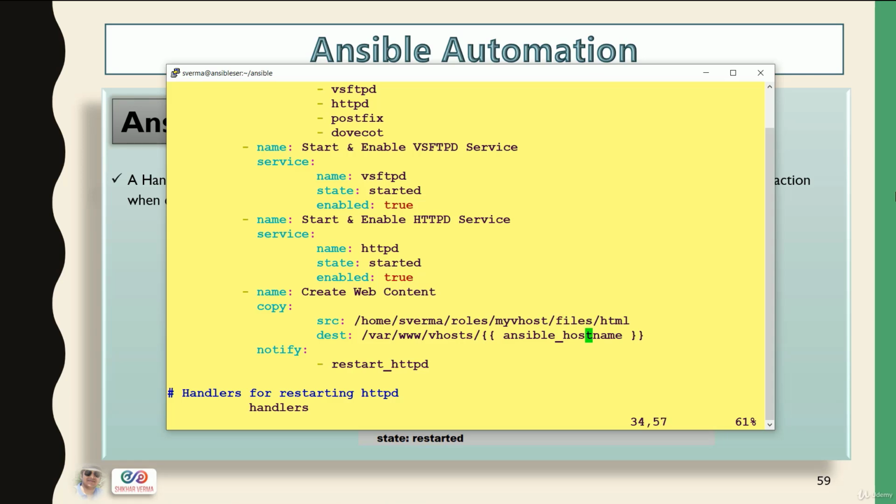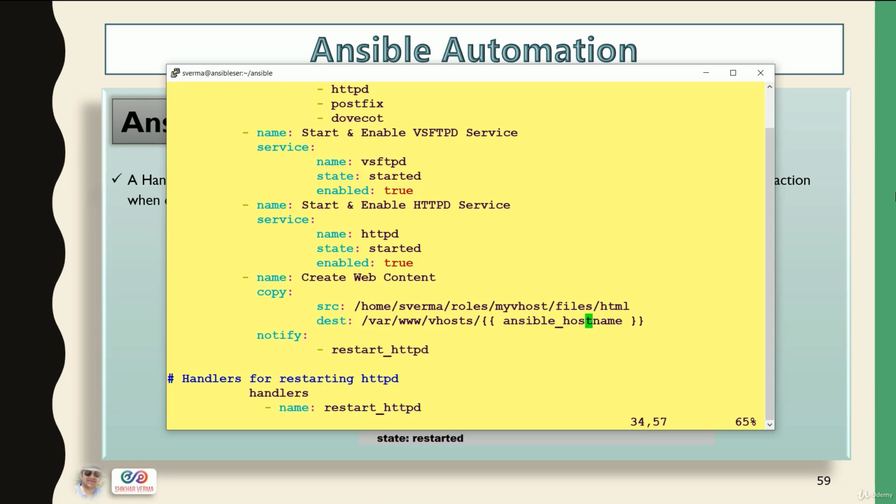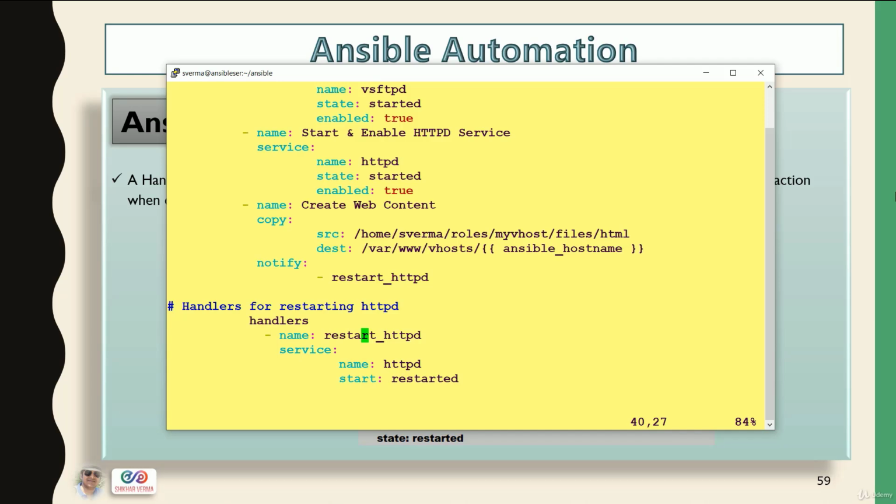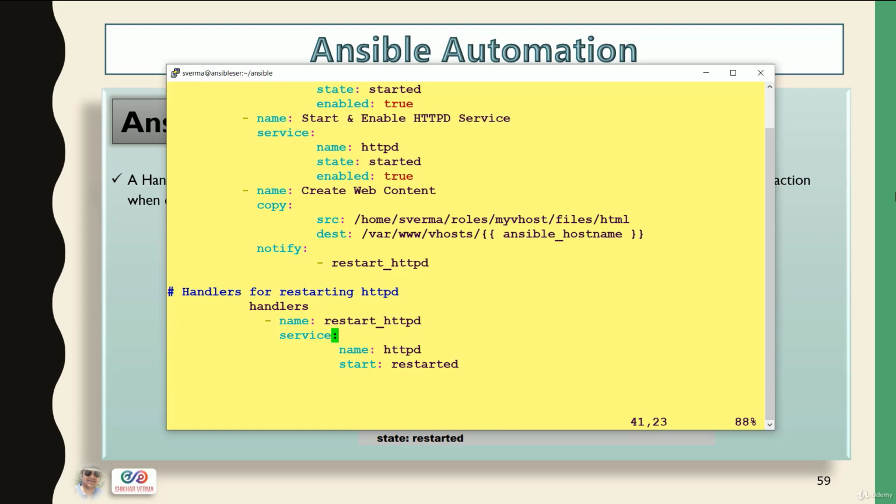When this HTML file is copied to your destination server, it will copy with the name of the host name. So here you can see I have used the Ansible fact, that is ansible_hostname, and after that I want to restart my Apache services. So here I have used the handler. To use the handler you have to use notify and then a dash, and here I have used restart_httpd. The same name I have used in my handler here. This is the name of my handler, and this handler is basically trying to restart the HTTP services.